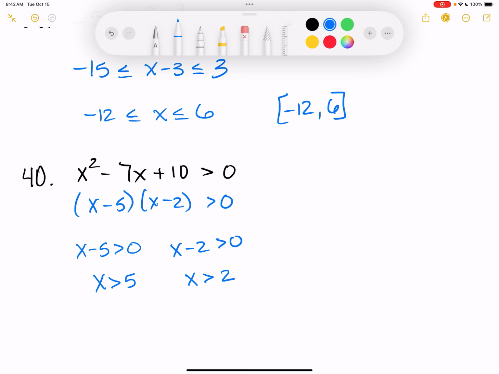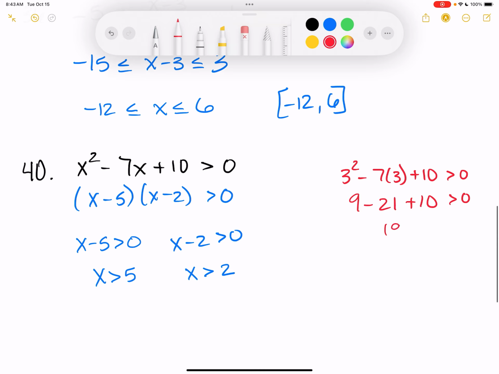So essentially, I just need to pick a number and make sure that both of them work. So it's got to be greater than 2, so I'm going to say 3. If I plug in 3, I would have 3 squared minus 7 times 3 plus 10 greater than 0. So 9 minus 21 plus 10. So that would be 19 minus 21, which would be negative 2, which is not greater than 0. So that one isn't going to work.